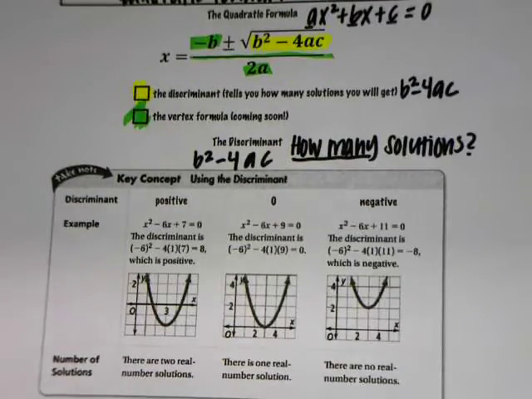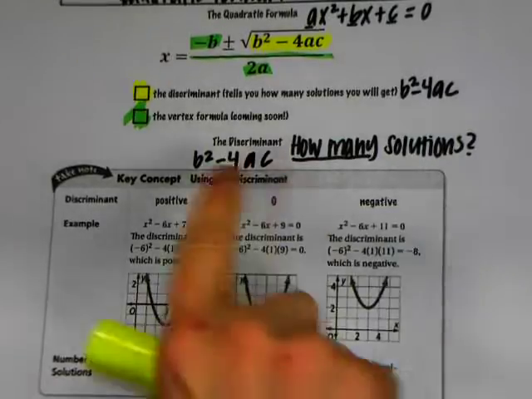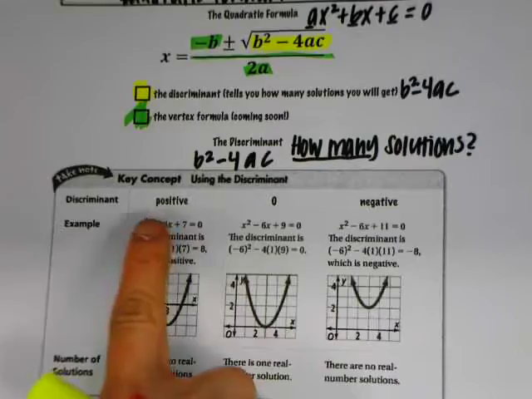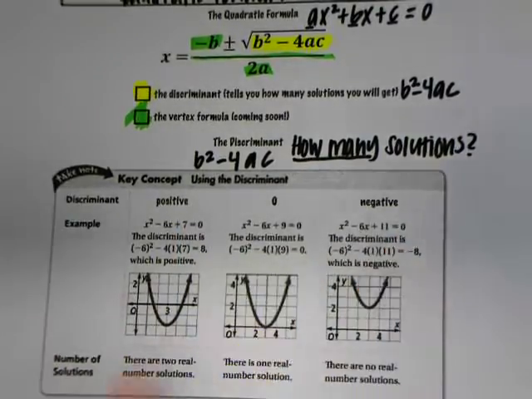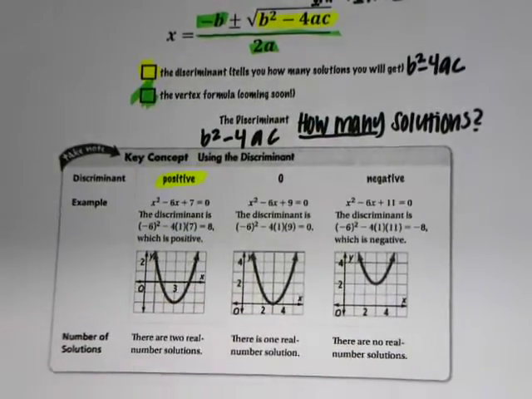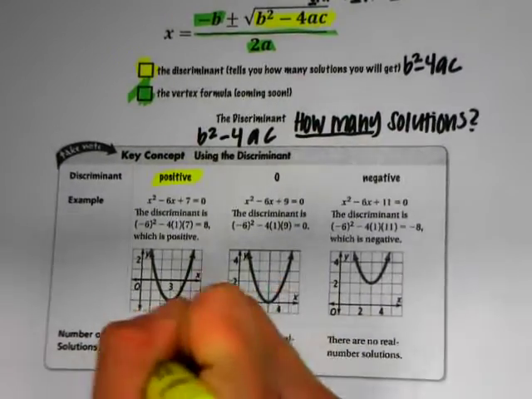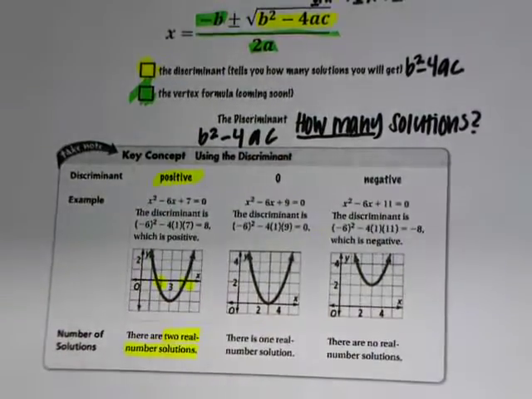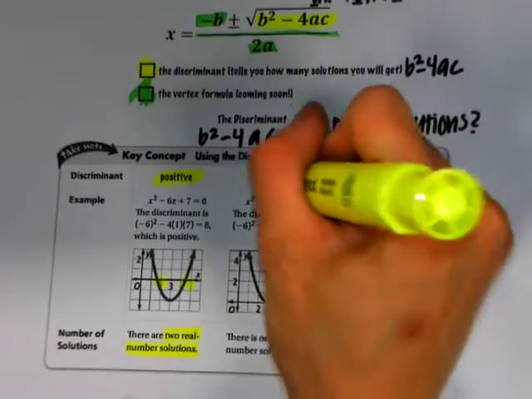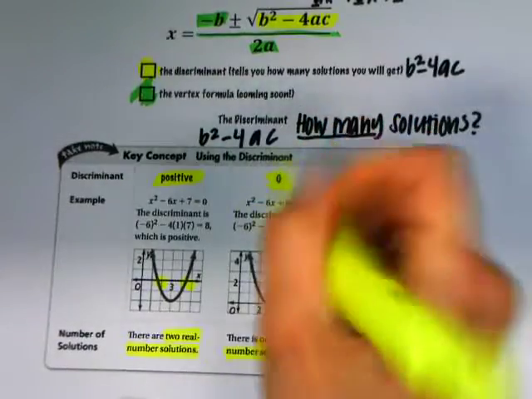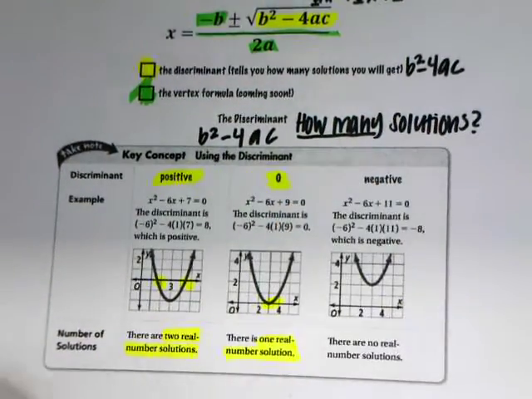Okay? So, once you figure out your discriminant, you're going to interpret it based on the sign it ends up being. So if you get any positive number for your discriminant, that is going to represent 2 solutions. So 2 spots where it crosses the x-axis. If you get 0 for your discriminant, that's going to represent 1 solution. So it's going to cross at the vertex.